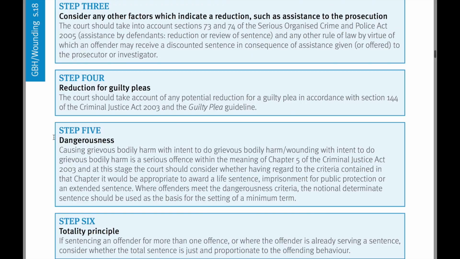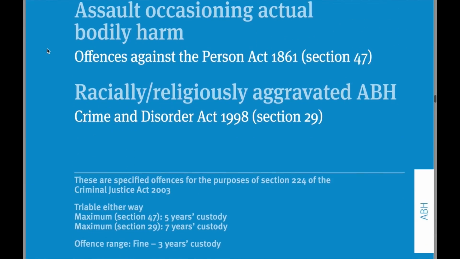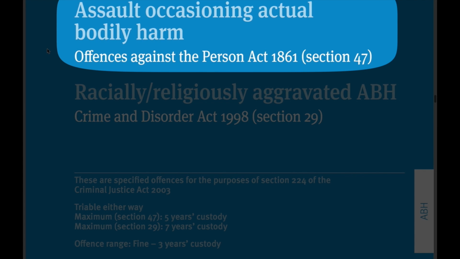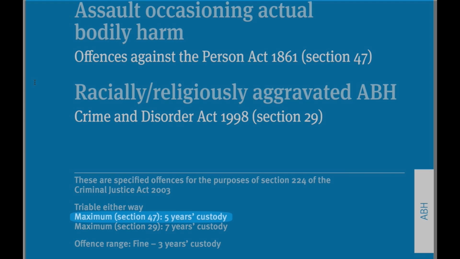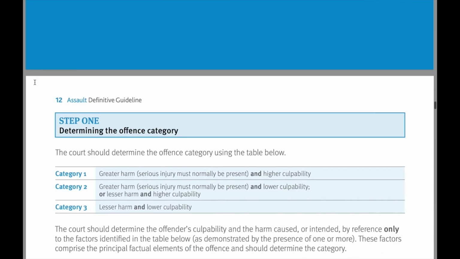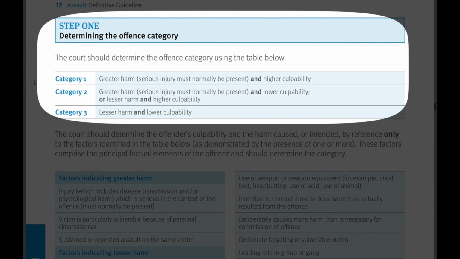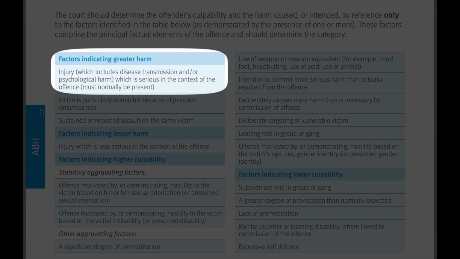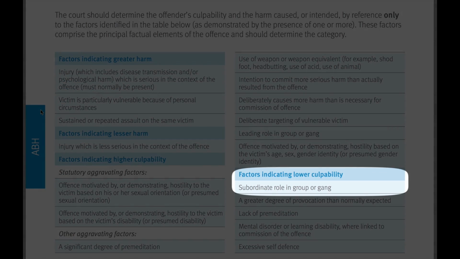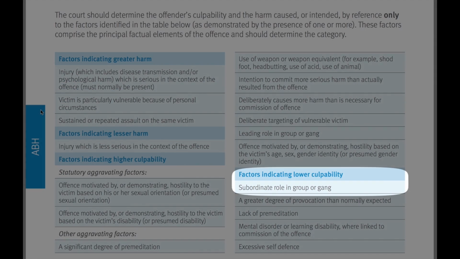The sentencing guidelines for assault tell me that if you are guilty of assault occasioning actual bodily harm, or ABH, contrary to Section 47 of the Offences Against the Person Act 1861, you may receive anywhere from a fine to 3 years custody, but the maximum is 5 years custody. First, we must find out whether there is greater harm or higher culpability, or lesser harm or lower culpability. If the injury was serious in the context, there would be greater harm, and if there was a subordinate role in a group, there would be lower culpability.